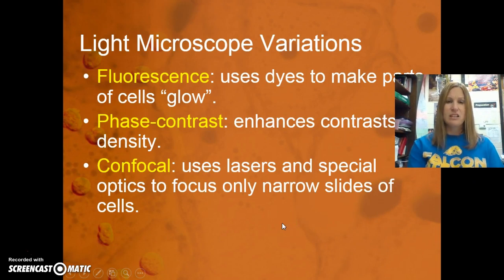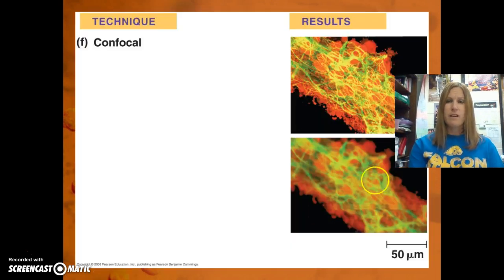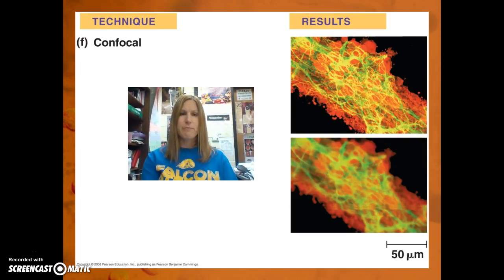So let's take a look at a confocal image. On this confocal image, the green is the nerve cell, the red are the support cells that surround it, and the yellow is the overlap between. This is what an image looks like with confocal. Without it, it's just blurry as all get out.